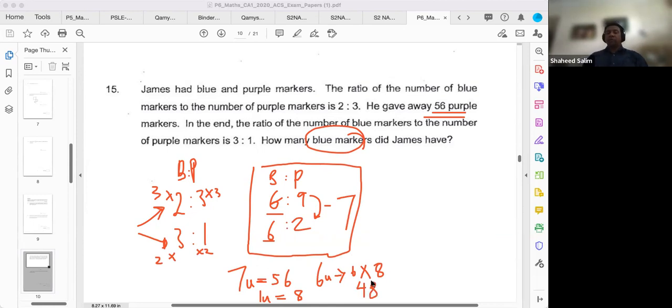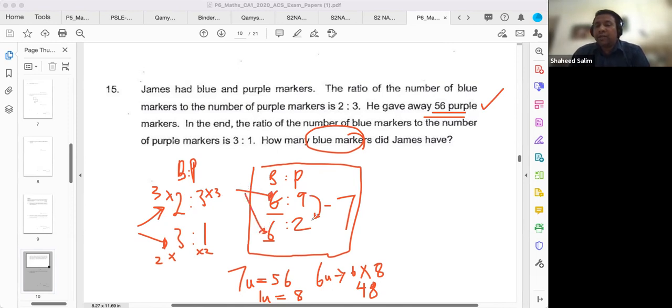Okay, so I will go step by step. In this question, you found out that only purple is given away. Blue is not given away, so blue must be the same. Unfortunately, down here is 2 is to 3. You got to make it the same. So you times by 3, you times by 2, you get the equivalent ratio, which is 6 is to 9, 6 is to 2. So you can see that blue now is the same, 6, 6.